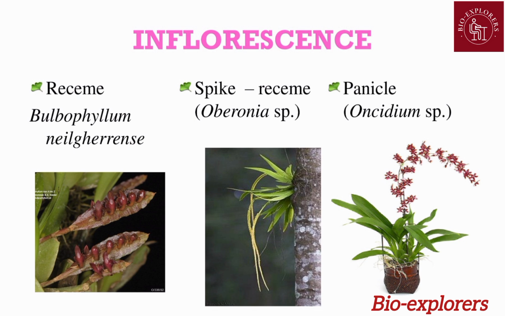So in racemose inflorescence, the young flowers are located at the tip and the mature flowers or old flowers are located at the base. For example, in Orchidaceae, Bulbophyllum neilgherrense shows the racemose inflorescence. Oberonia species shows spike inflorescence. Spike is also a kind of racemose inflorescence. Here, the flowers do not have pedicels. Oncidium species shows panicle inflorescence. So, in panicle inflorescence, it shows a branched flower cluster where each branch has one or more flowers.